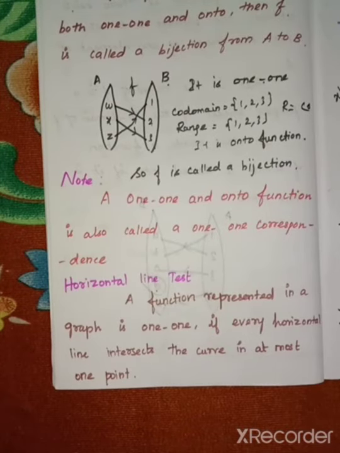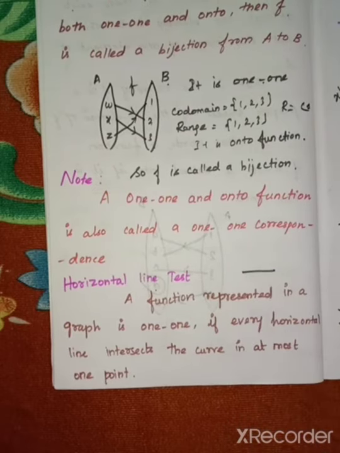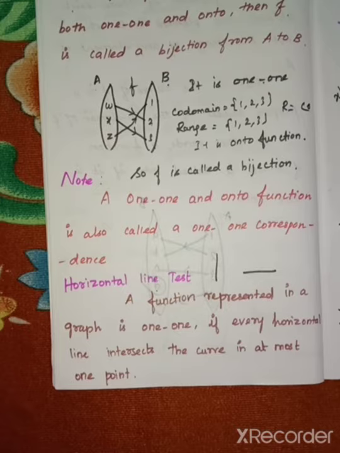Next one is the horizontal line test. A function represented in a graph is 1 to 1 if every horizontal line intersects the curve in at most one point. The vertical line test is used to check whether it is a function or not. The horizontal line test checks whether it is a 1 to 1 function or not. For the vertical line, I have mentioned it is parallel to the y-axis. The horizontal line is parallel to the x-axis.